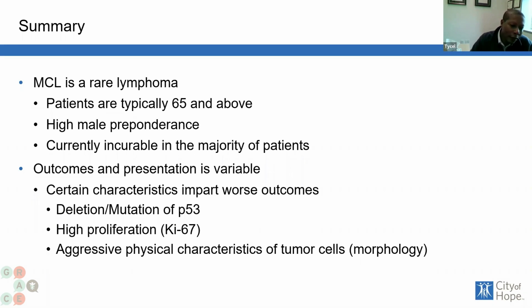We did not go into details with this, but these are some of the features a physician may look for and speak to you about: deletion or mutation of a protein called P53, how fast the cancer grows, the high proliferation rate, and the aggressive physical characteristics of the tumor cells, which we refer to as morphology. This is something that the pathologist, who is a doctor who helps us make the diagnosis, will find by looking under the microscope.